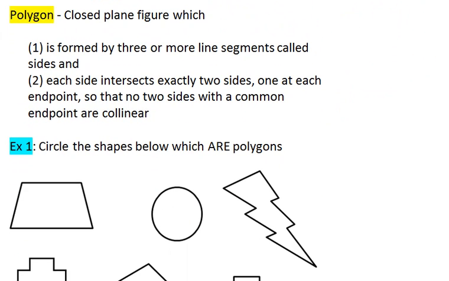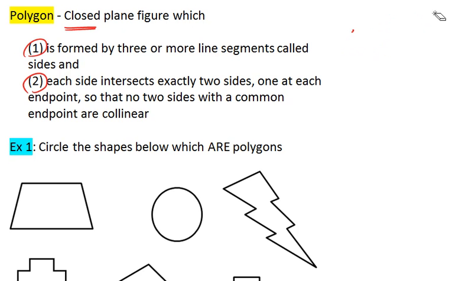Okay, this leads us to our definition of a polygon. A polygon is a closed plane figure, and it has two characteristics. The first, it is formed by three or more line segments called sides. And the second, each side intersects exactly two sides, one at each endpoint, so that no two sides with a common endpoint are collinear. So we could imagine having a bunch of line segments, and these would be the sides, and then connecting them at their endpoints.